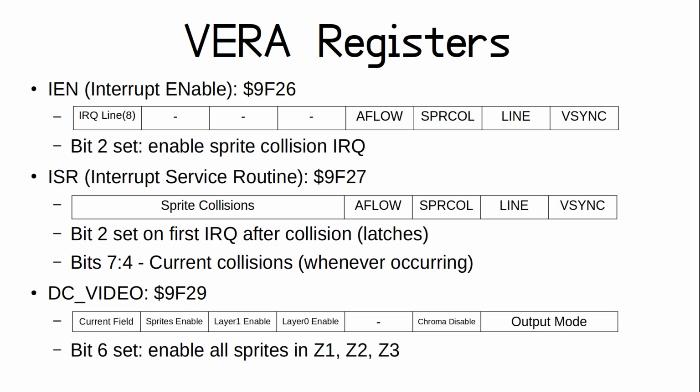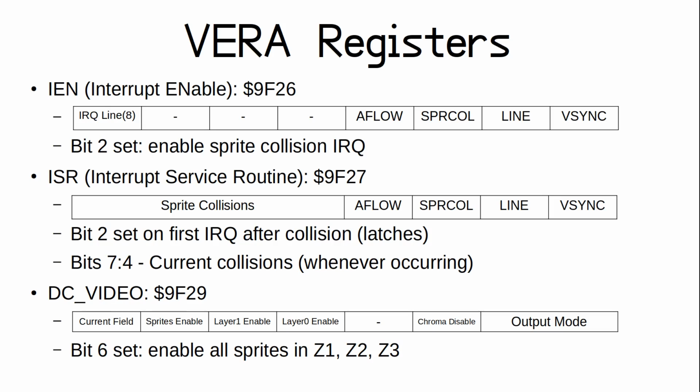If bit 2 is set there, a sprite collision occurred, and this bit is latched just like the others, so it will reset if you write a 1 to it, and then it won't be set again until another collision is detected. The upper 4 bits of the ISR register indicate what kind of collision occurred. As we will see later, each sprite has a 4-bit collision map, and when sprites with the same bit set intersect, it will generate an interrupt with that same bit set in the ISR register.